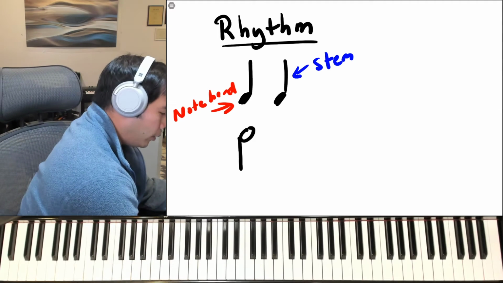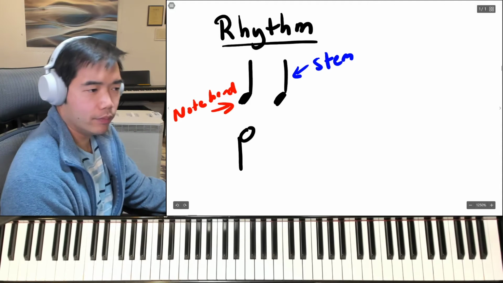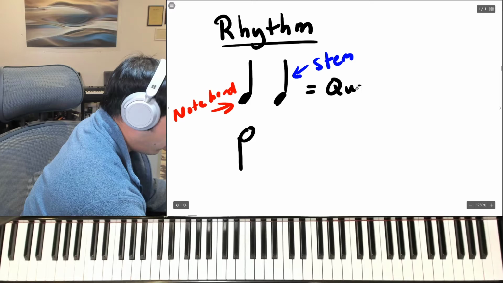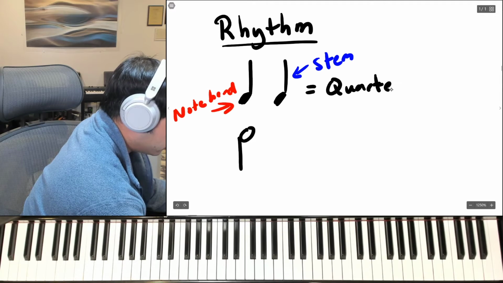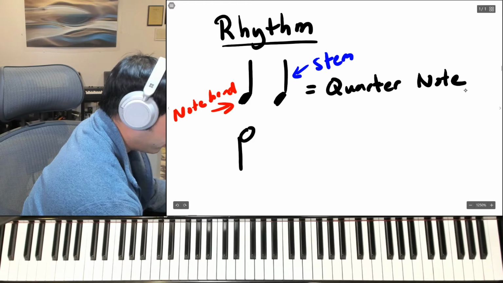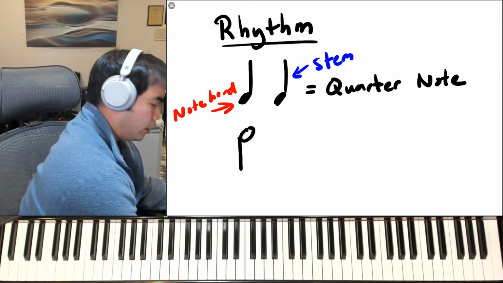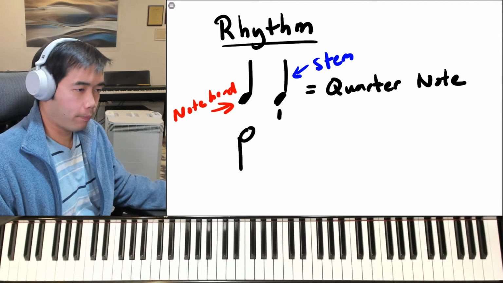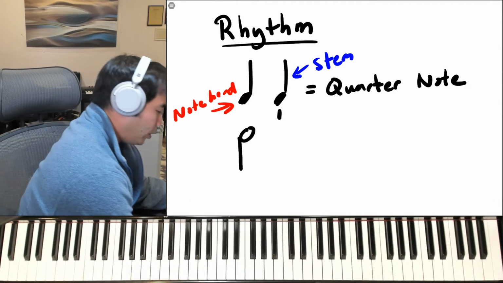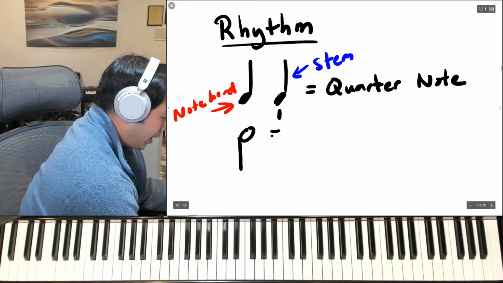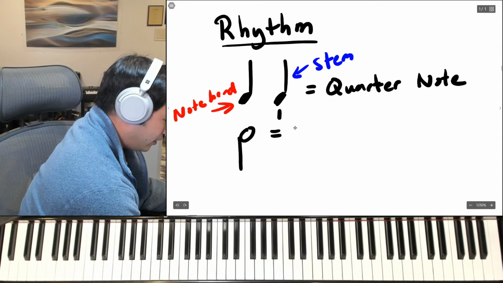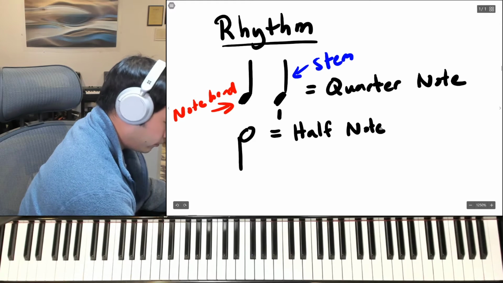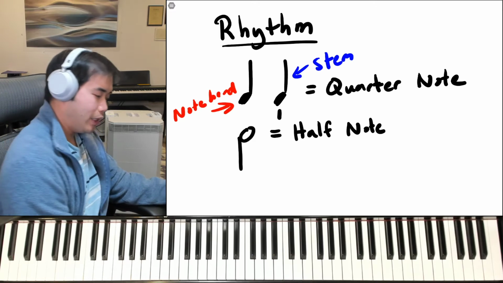Now, if your note head is colored in and you have a stem, then we have what is known as a quarter note. And a quarter note generally just gets one count, one beat. Now, if you have a note head that's not colored in, and it also has a stem, then it is known as a half note. And a half note gets two counts.